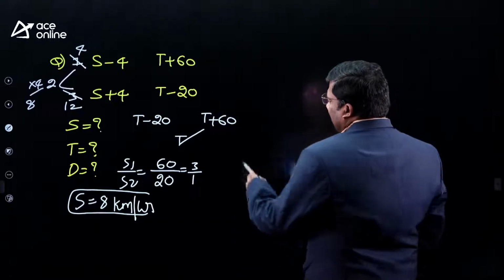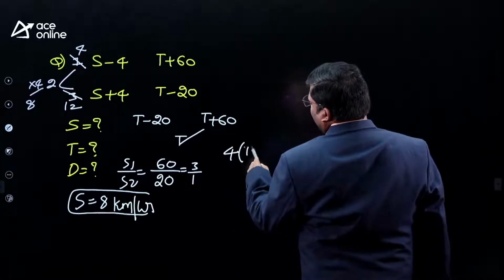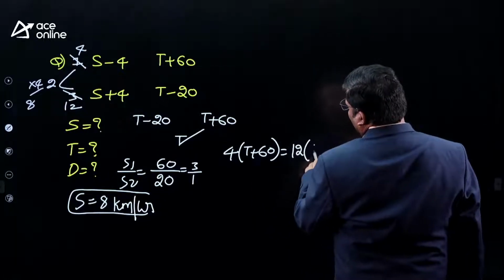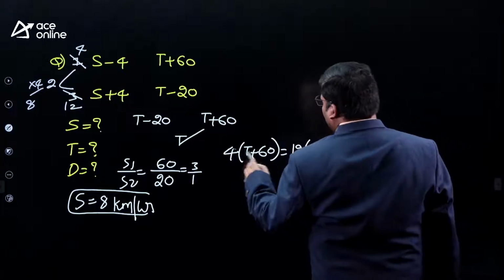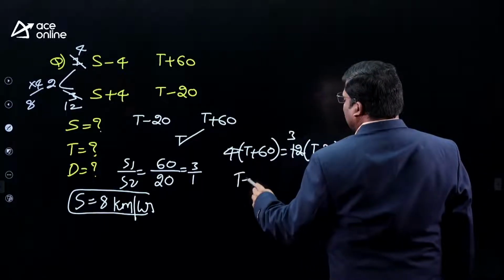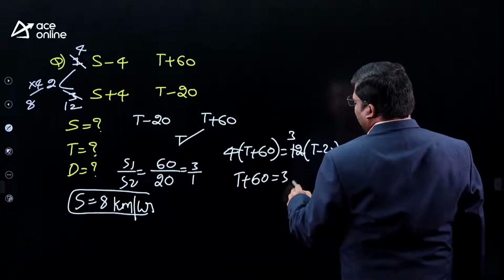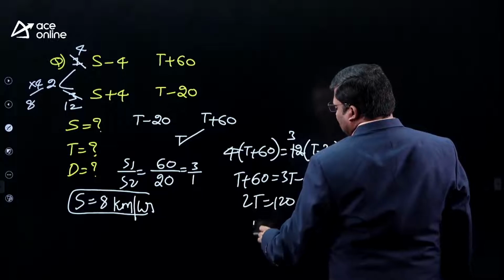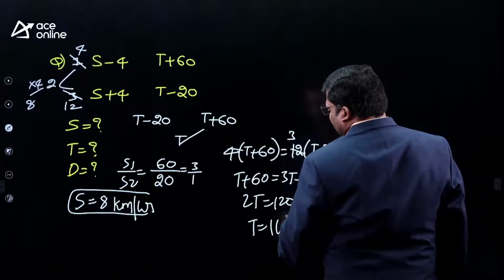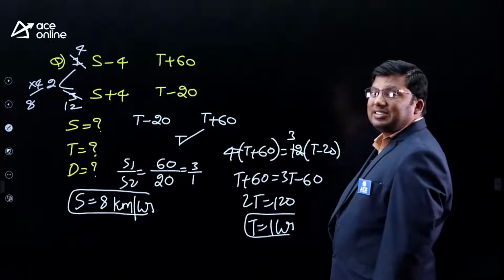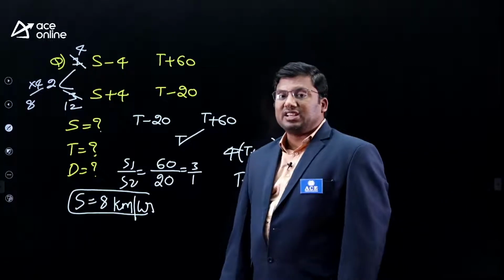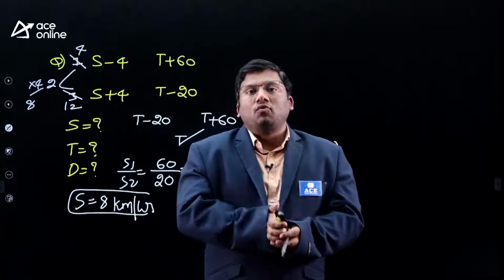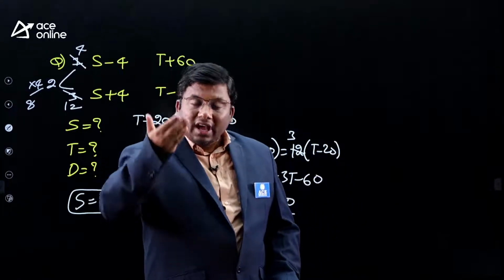S is 8. 8 minus 4 is 4, into T plus 60, equals 8 plus 4, which is 12, into T minus 20. So T plus 60 is equivalent to 3T minus 60. 2T is 120, so T is 1 hour. Time period is 1 hour, speed is 8 kilometers per hour, and distance is 8 kilometers.